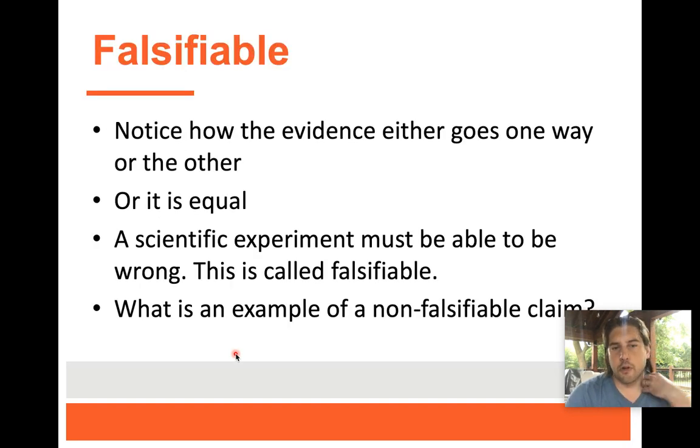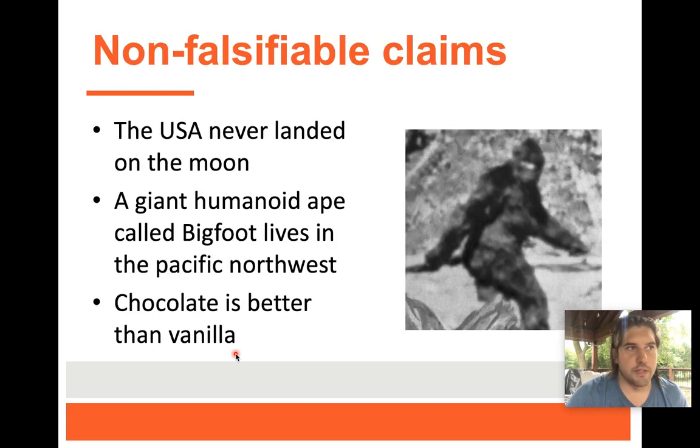So falsifiable, as we said, a scientific experiment must be able to be wrong. Right? This is called being falsifiable. Here are some examples of non-falsifiable claims. The United States never landed on the moon. Right? This is a very simple one. I can't prove a negative, right? You can't produce evidence of something that never happened, right? So the claim that the United States never landed on the moon, we did, by the way, is a non-falsifiable claim. It does not fall within the boundary of science.